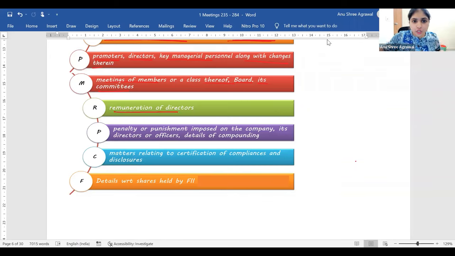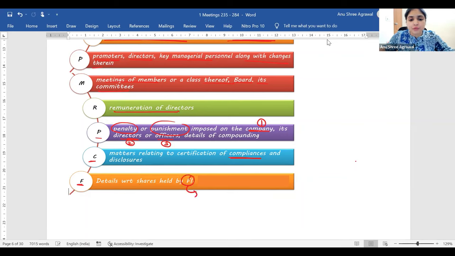R, remuneration of directors. P, any penalty or any punishment imposed on the company, directors, or officers. C, whether proper compliance, whether we have properly complied with all the applicable rules and regulations. And F, details with respect to shares held by FII.